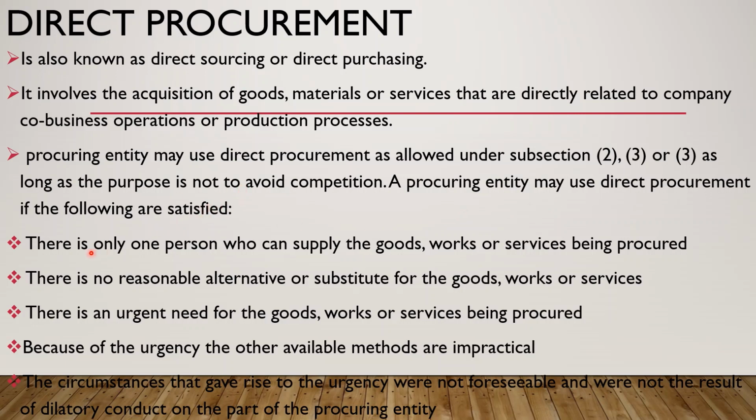One, there is only one person who can supply the goods, works, or services being procured. There is no reasonable alternative or substitute for the goods, services, or works. Two, there is an urgent need for the goods, works, or services being procured. Because of the urgency, the other available methods are impractical. The circumstances that gave rise to the urgency were not foreseeable and were not the result of dilatory conduct on the part of the procuring entity.